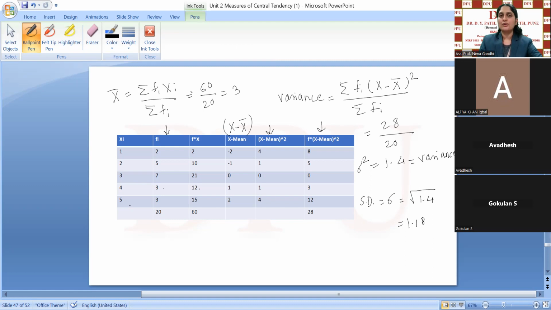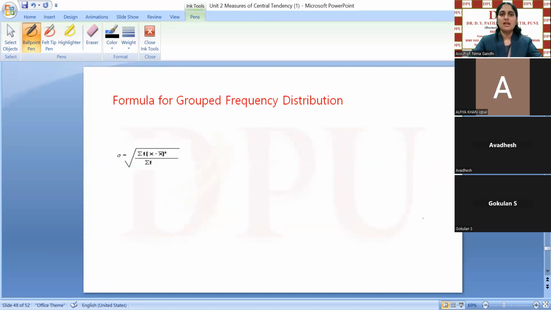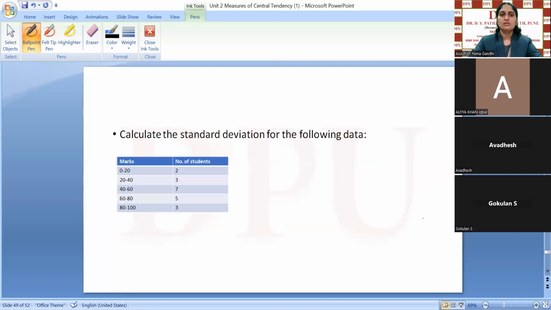So this is how you can do the calculations for the variance and standard deviation when your data is an ungrouped frequency distribution. That is, you have individual values in the first column and respective frequencies in the second column. The formula for a grouped frequency distribution is the same formula. Now the classes are given in the first column and respective frequencies are given in the second column. So you are interested in finding out the standard deviation.